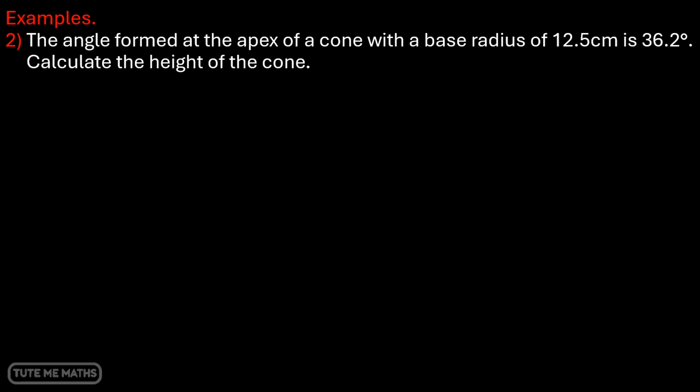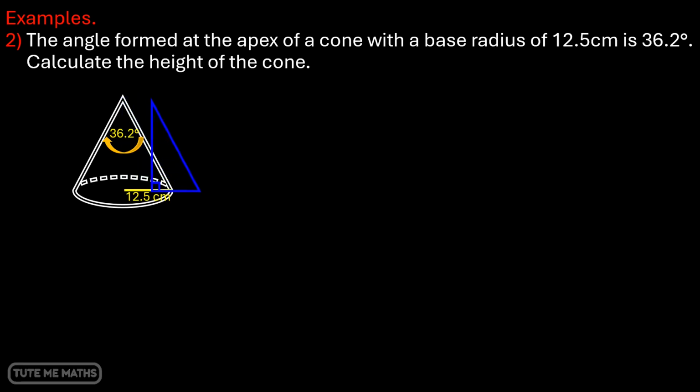Example 2 is slightly more difficult because we need to draw the diagram. We start by drawing a cone shape. We can mark in the provided radius of 12.5 centimeters, and we are told the angle at the apex here is 36.2 degrees. We need to calculate the height of the cone, which is also the height of this right triangle. Due to symmetry, we can halve the angle provided to find that the angle in our triangle is 18.1 degrees, and the base is the same as the radius of the base of the cone.